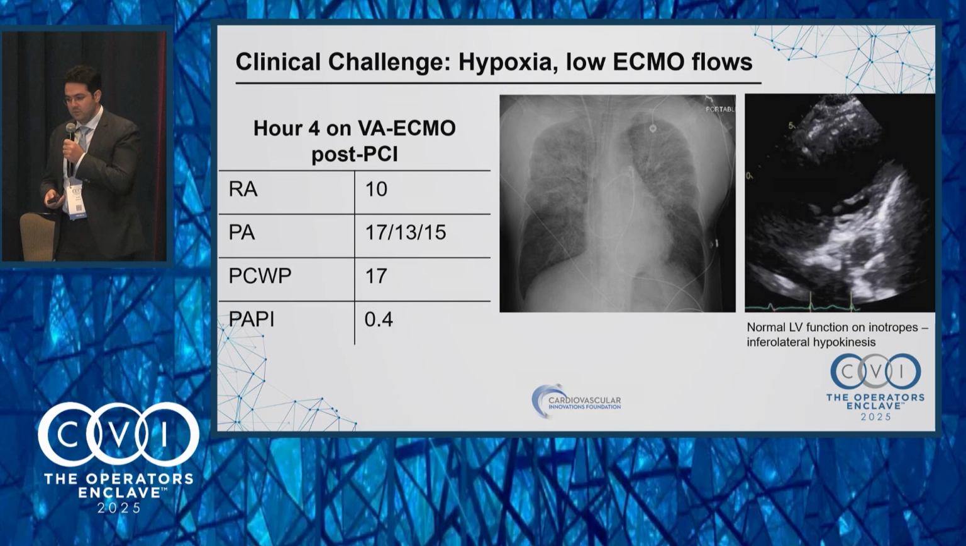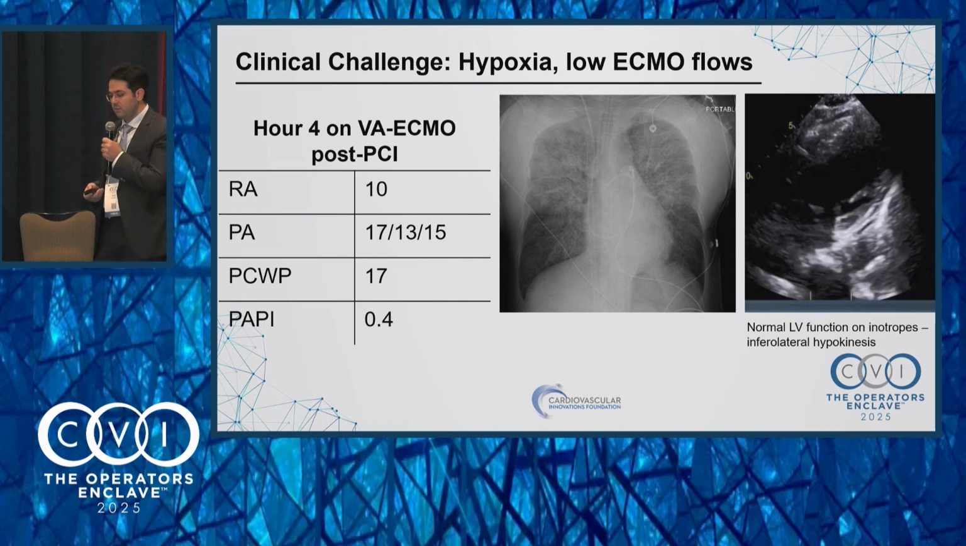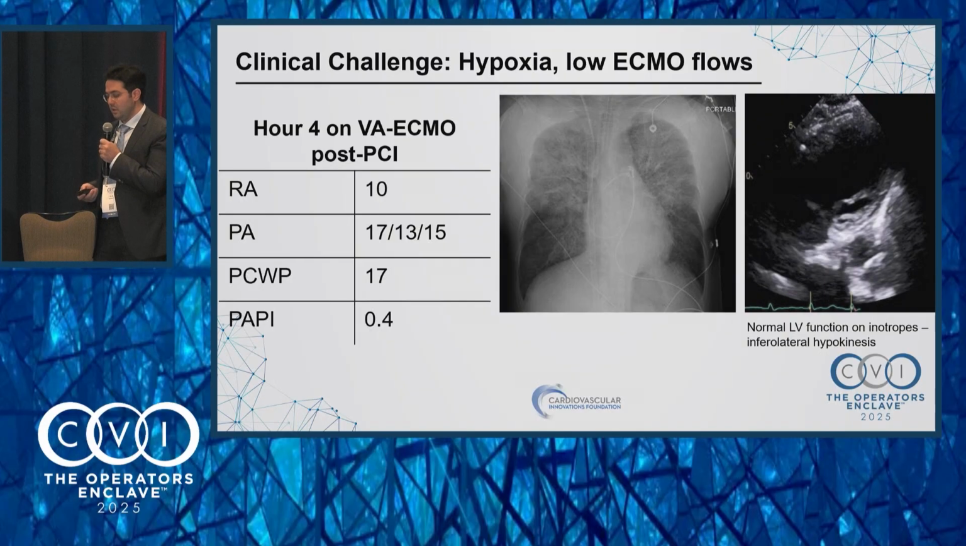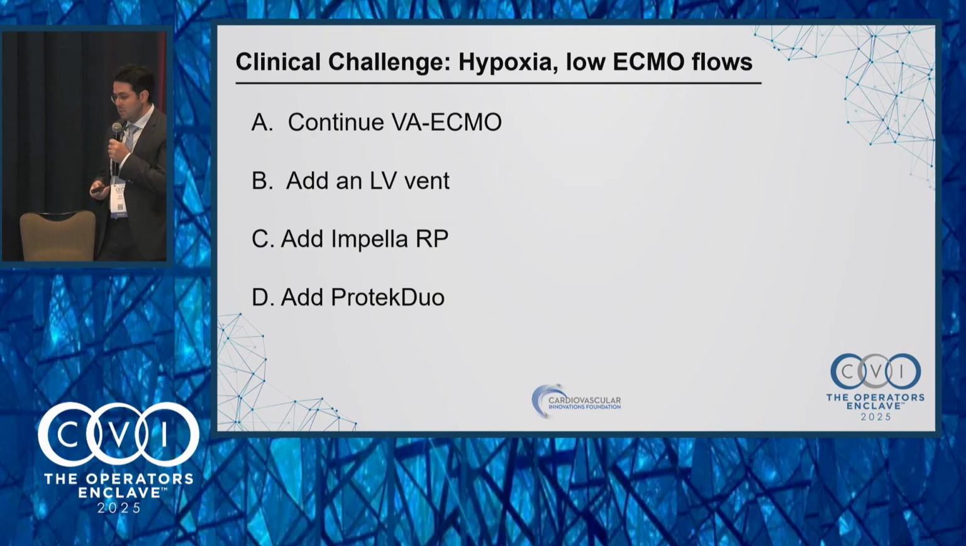And I don't know if the echo picture will play, but her LV function was pretty robust, knowing that she was on quite a bit of vasopressor. She was on 20 micrograms per minute of norepinephrine, as well as 0.08 of epinephrine. So the decision was pretty difficult at this point. So what do we do next?